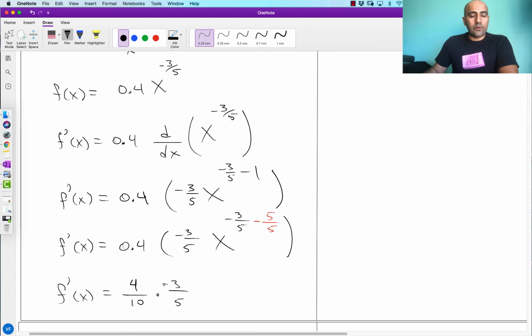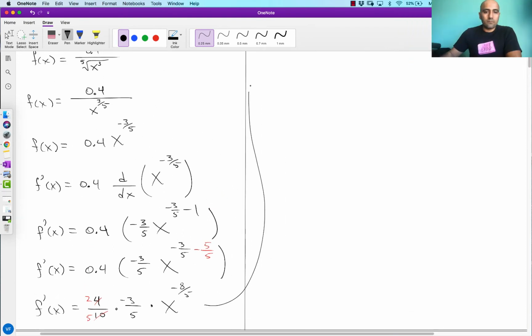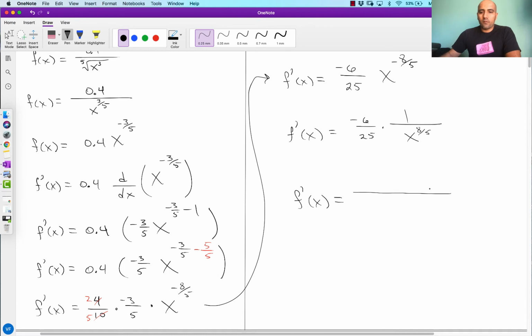I know nothing is really going to reduce here, so I'm just going to go ahead and multiply 4 times 3 over 5 times... Oh, well, this reduces a little bit. Never mind. Okay, so I know this is going to reduce. There's a 2 there, and there's a 5 there. And then nothing else reduces. And then here, this turns into times x to the power of negative 8/5. So the derivative f prime of x becomes a giant fraction where we have negative 6 in the numerator divided by 25 times the fifth root of x to the 8th power.